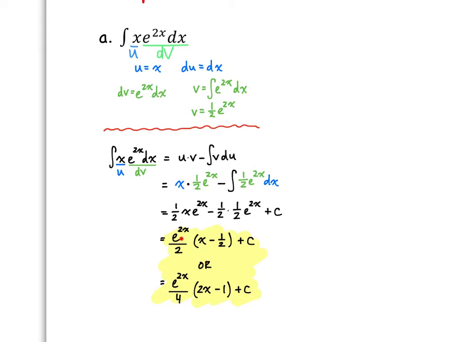Now I factored out an e to the 2x over 2. I could also factor out e to the 2x over 4, and we would get this here. Either one is fine, and there we have it.